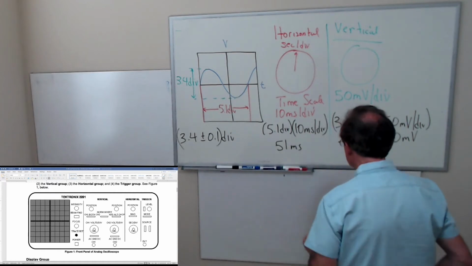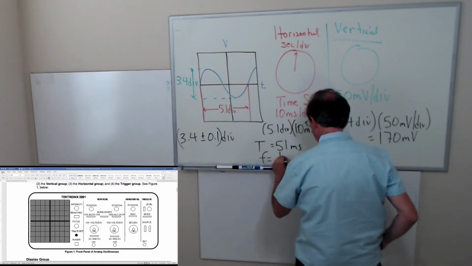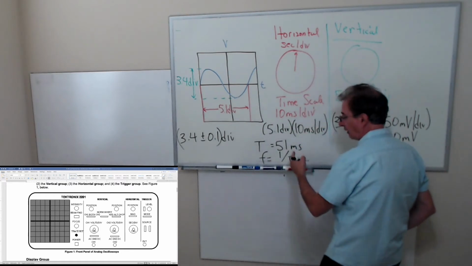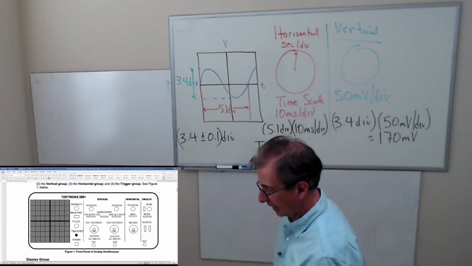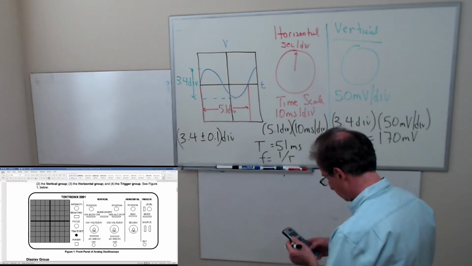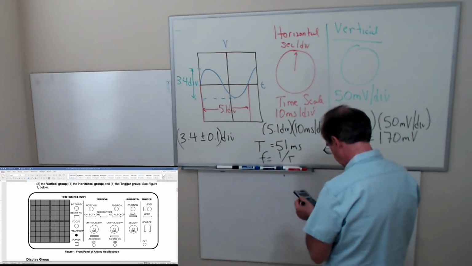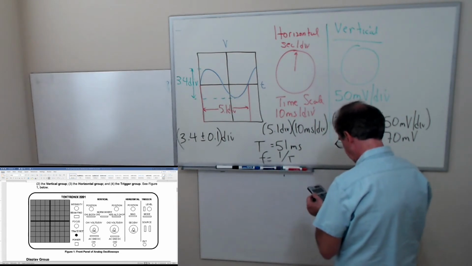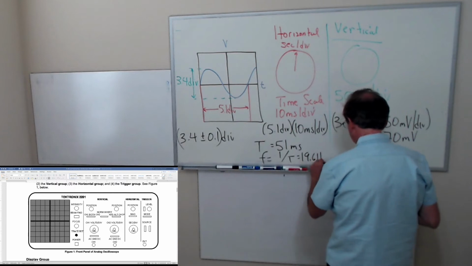And so the frequency, so this is the period. The frequency is 1 over the period, 1 over that 51 milliseconds. Actually, if I did that in my calculator, this would end up being 19.6 hertz.